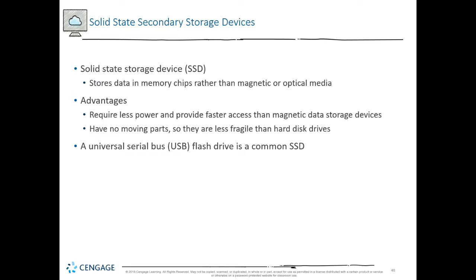Solid-state secondary storage devices, or SSDs, store data in memory chips rather than magnetic or optical media. Advantages include that they require less power and provide faster access to data. Having no moving parts, they are also less fragile than hard disk drives. A universal serial bus, or USB, flash drive is a common SSD.